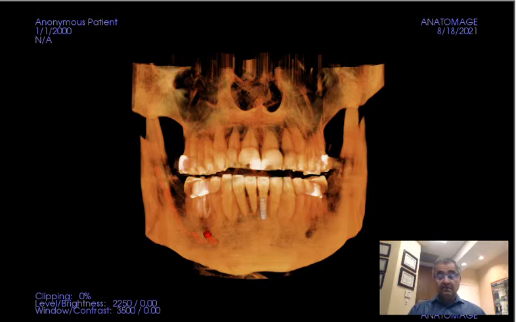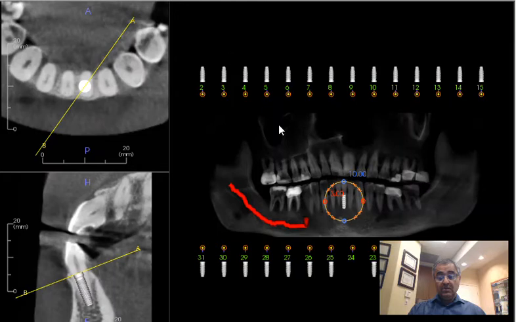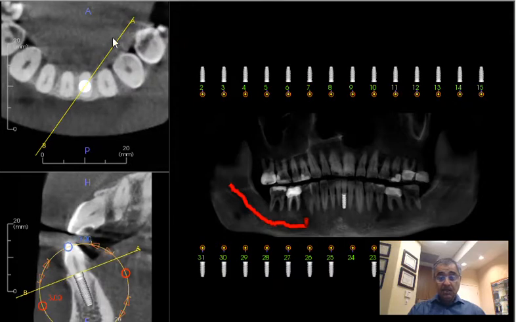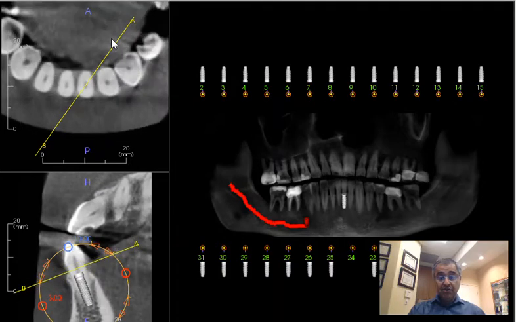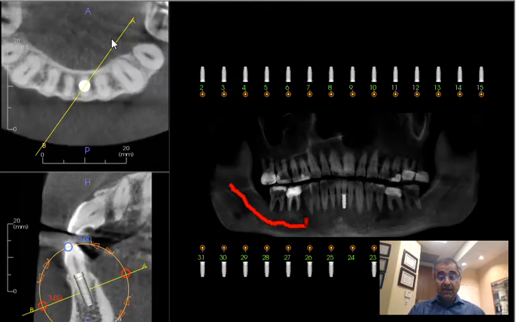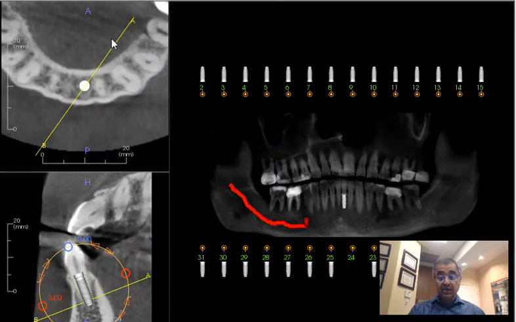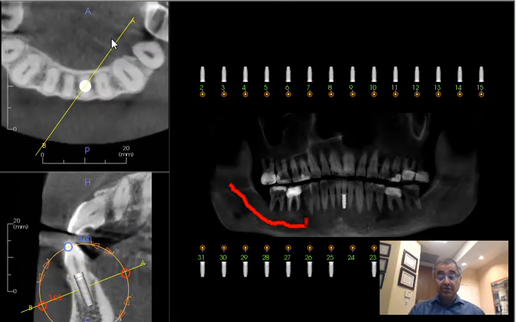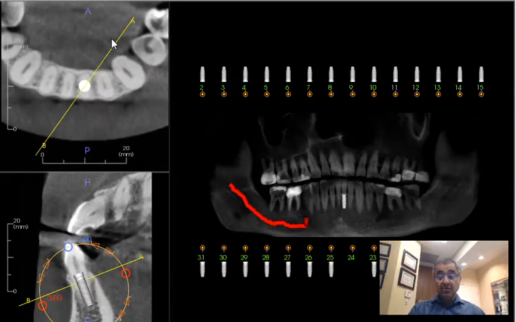So if you look at this, we place an implant right there, and we can place it anywhere in this bone, and we can make sure that it's not hitting the adjacent tooth and it's not hitting any vital structures. Very important.